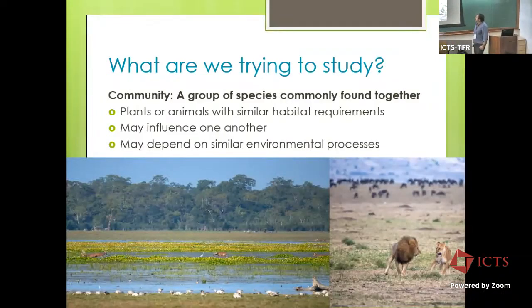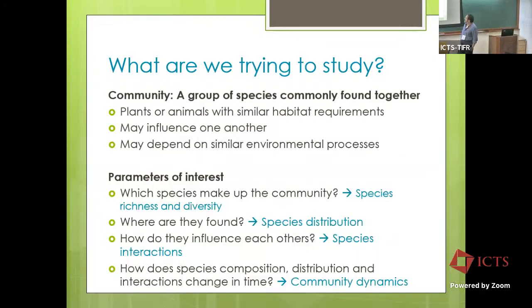Yeah? So coming back to what we are trying to study, given all of this background that you have, this is what a community is, this is how different species may influence each other, how they're dependent on similar environmental processes. If you think about what we are trying to study, these are the kinds of things we are really interested in. Which species make up the community? So effectively, we're talking about richness and diversity. Can somebody tell me what species richness is? What is species richness?